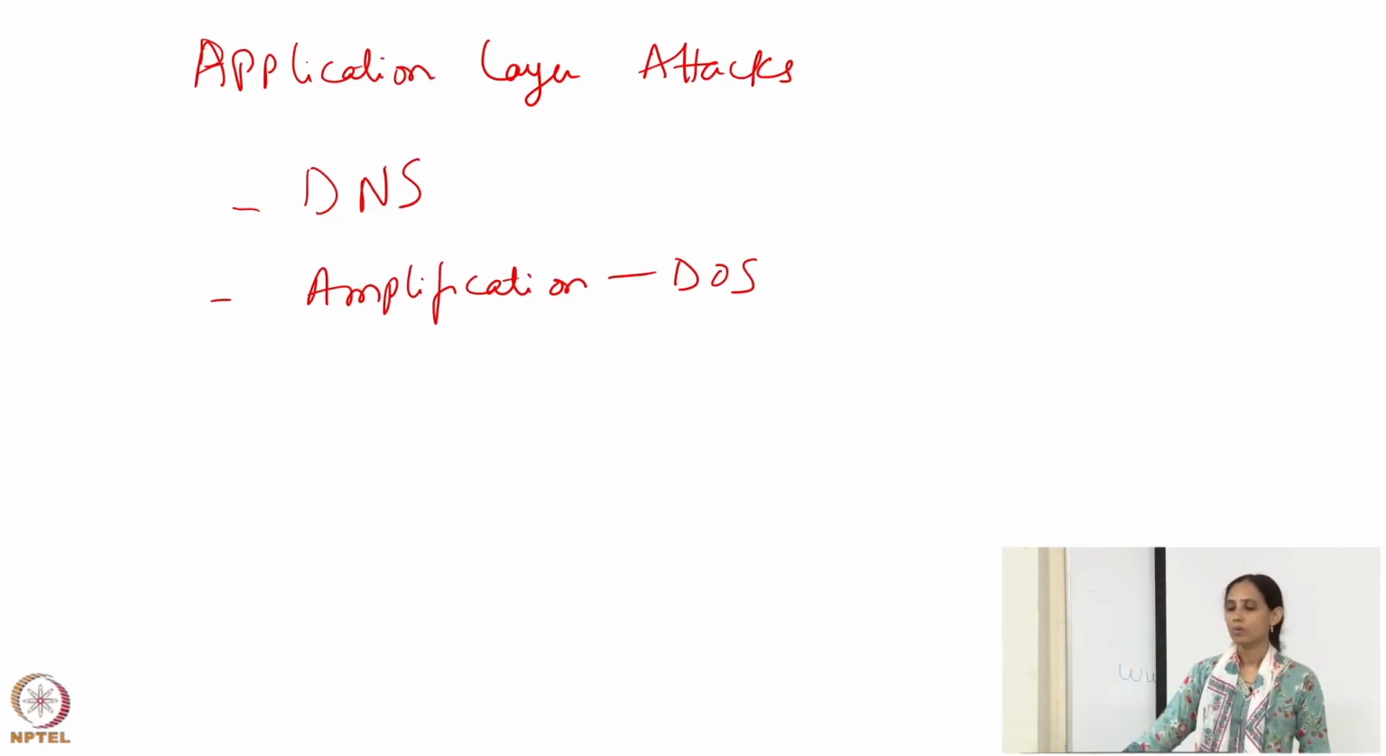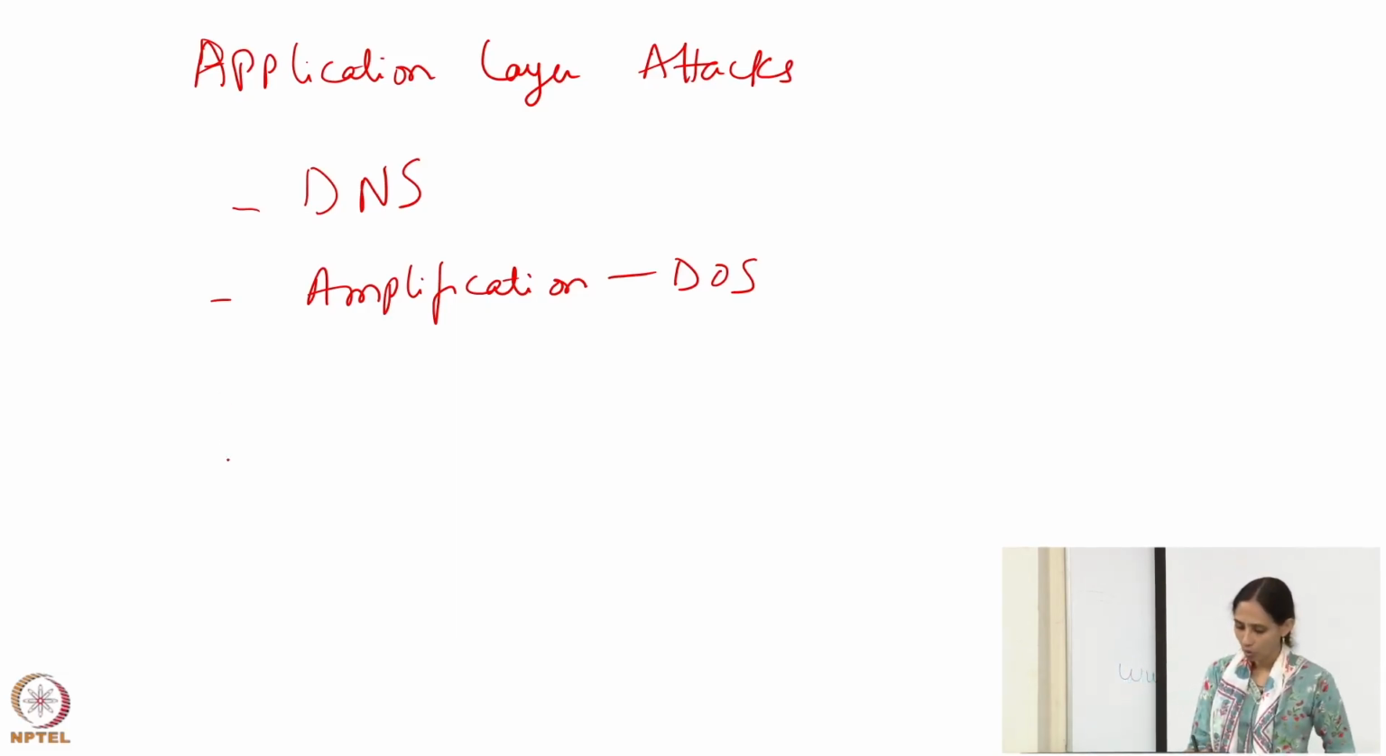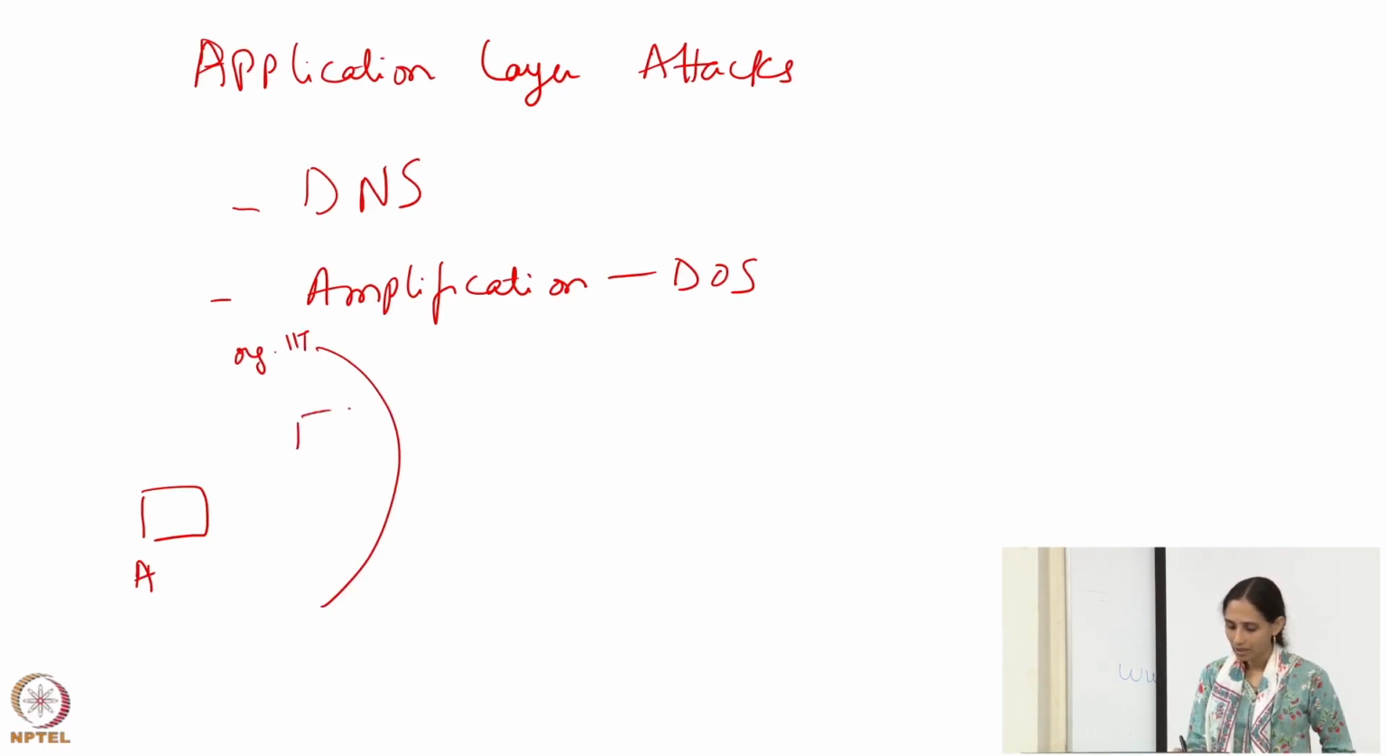Okay. So, now let us look at application layer attacks. DNS is a core service, but it is implemented as an application layer protocol, and we already covered it. So, let us cover a little bit of what DNS is. So, this is your machine, let me call it A, and this is your network, which is part of, let us say, some organization, IIT Bombay, and within this there will be something called a local DNS server.